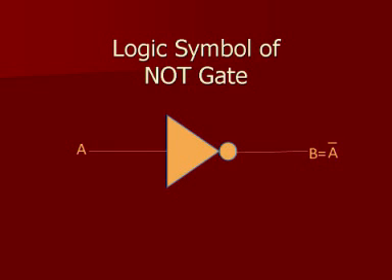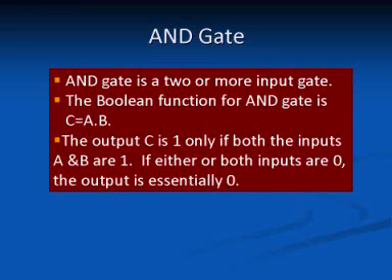The logic symbol of NOT gate is represented by a triangle with input A connected to one of its sides and bubble placed on the opposite vertex. The output B then emerges from this vertex. The bubble at the output signifies the inversion of the input A to A bar. Thus, the output B is equal to A bar.